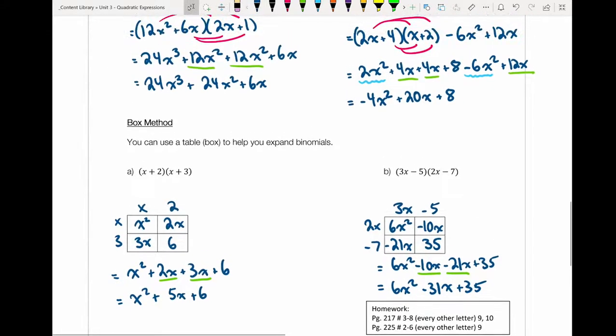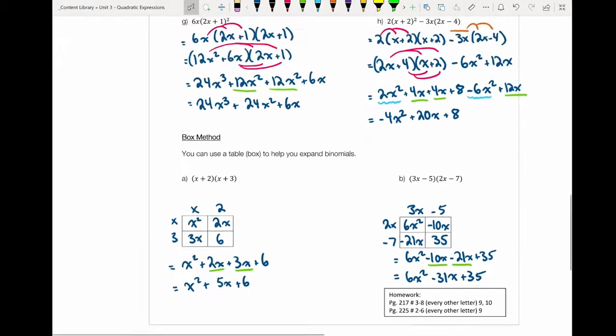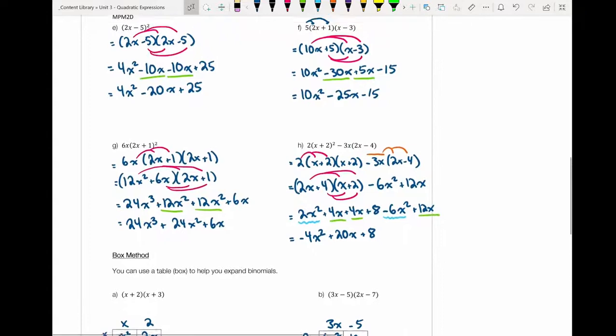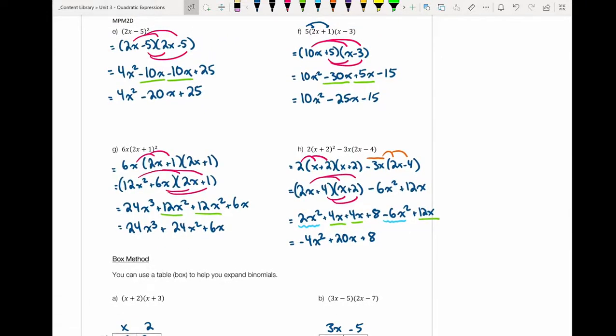And that is basically how you expand binomials. You can either use the FOIL method or you can use the box method, whichever you prefer. If you're using the box method though, you would have to simplify it down to 2 binomials before you can go into using it. So if you look at some of the examples where we had maybe extra terms, like in G and F and H, you can't use the box method for those until you break it down into 2 binomials.